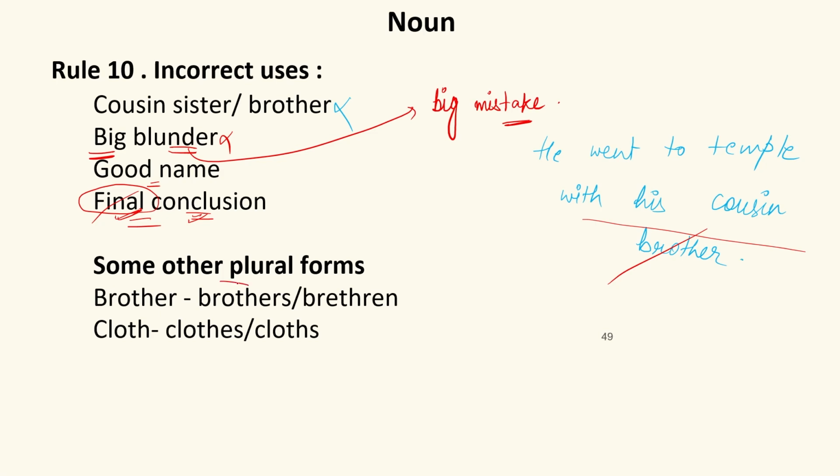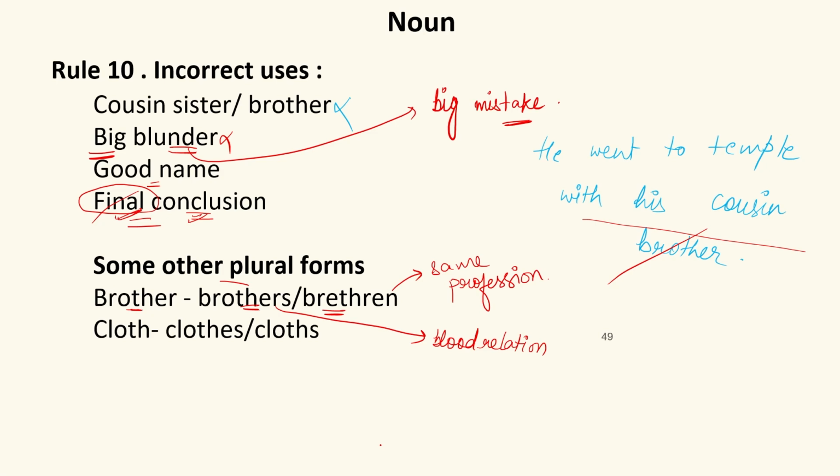Now we have some other forms of plural as well. For example, the word brother can have two plurals. One is brothers and the other is brethren. Brothers is used for brothers who are in blood relation. But brethren stands for the same profession, or you can say persons who belong to the same category, the same profession, the same community, the same religion. They are brothers in themselves.